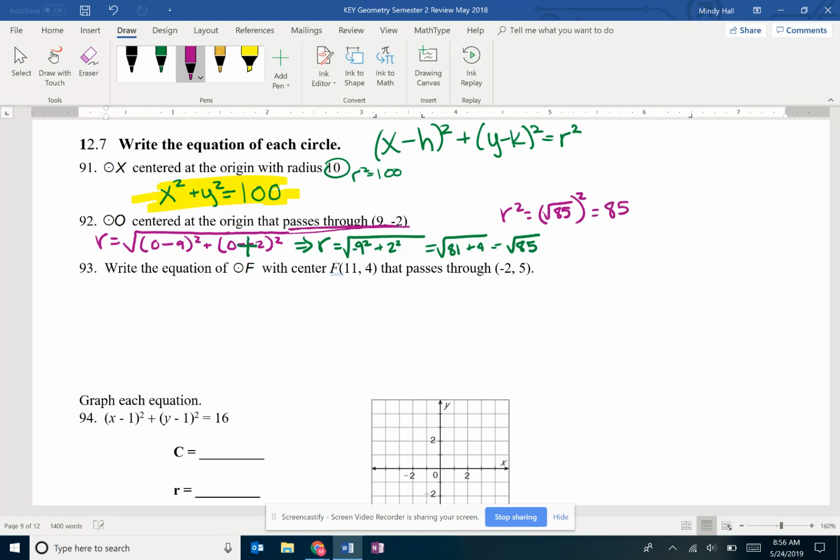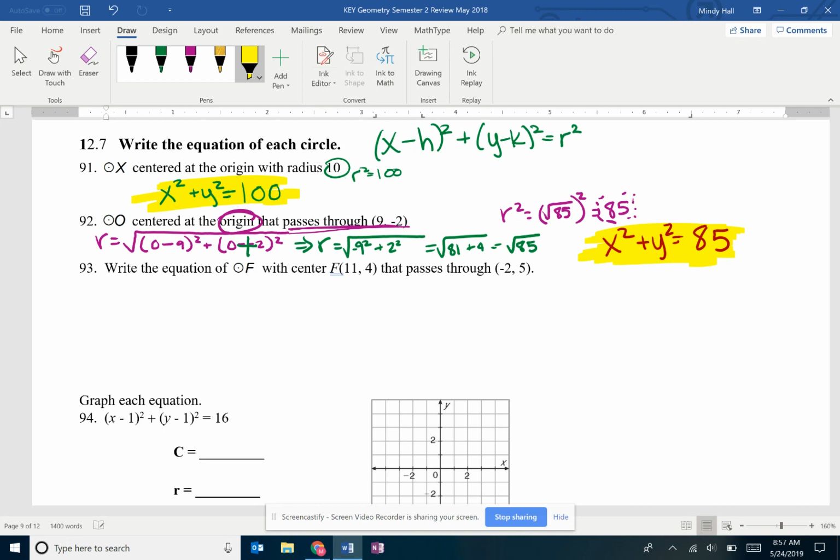So then to plug it into the formula, again, it's centered at the origin. So I don't have anything for h, so it's going to be x squared. I don't have anything for k, so it's going to be y squared. And then it's going to be equal to the radius squared, which we just found was 85. And then you're done.